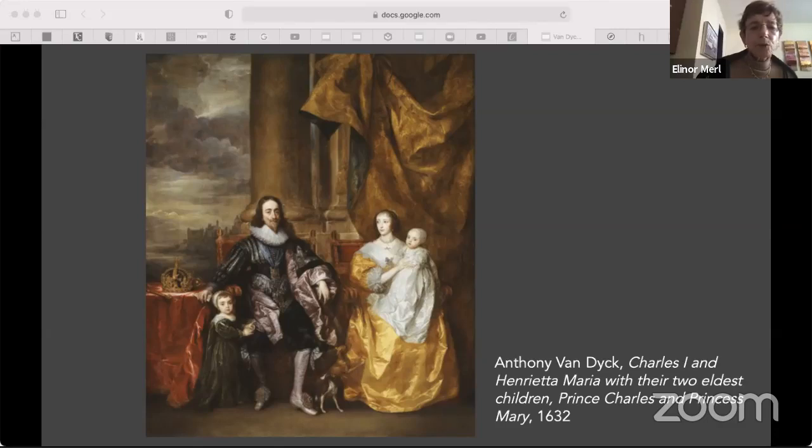In the background, we glimpse a silhouetted view of Parliament House, Westminster Hall, and possibly the clock tower. The painting was known as the Great Piece at the time, and Charles hung it prominently in the palace at Whitehall.